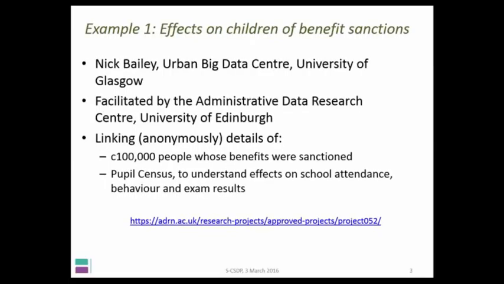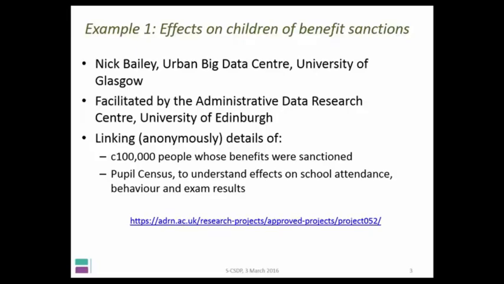So the first example I'm going to talk about today is one that's been conducted by Professor Nick Bailey at the Urban Big Data Centre in the University of Glasgow, who's one of our associate organisations, one of the other strands of the administrative data funds given out by the ESRC. And they have been working with the Administrative Data Research Centre at the University of Edinburgh, which is also funded by the ESRC Administrative Data funds, to do anonymous linkage of highly sensitive data.